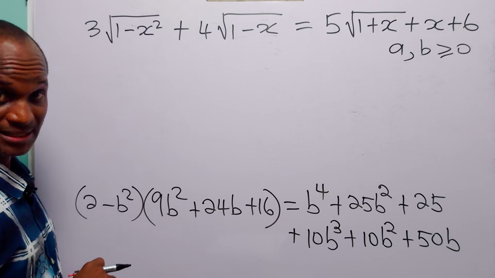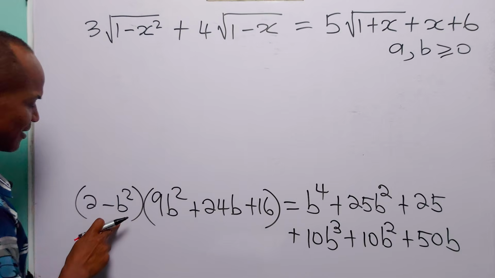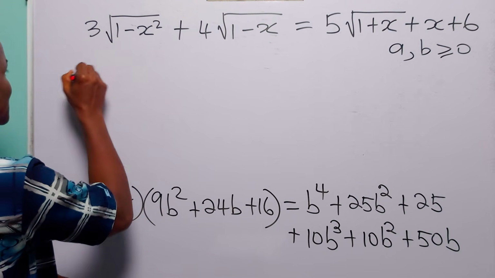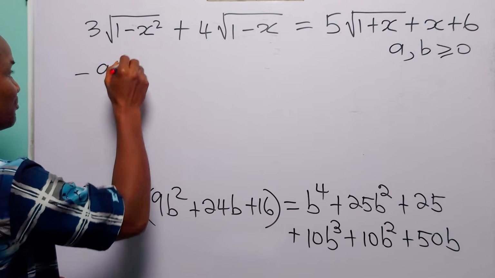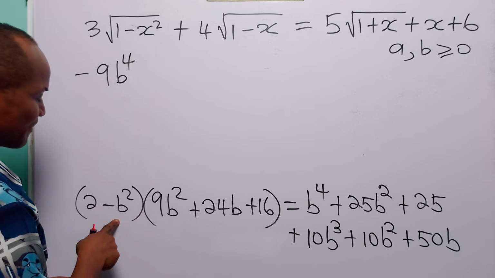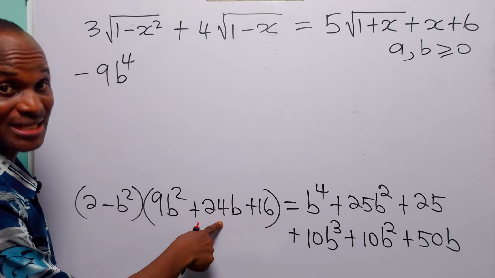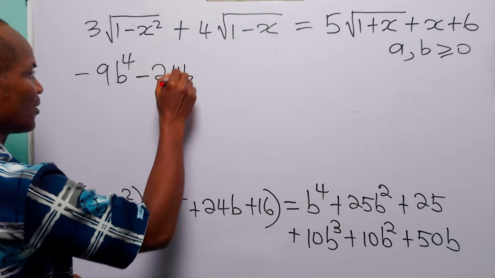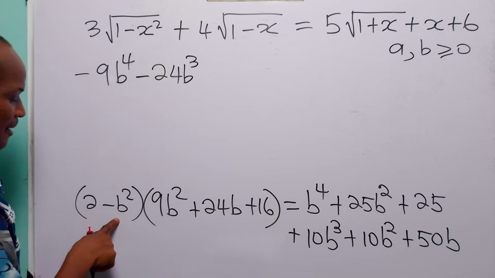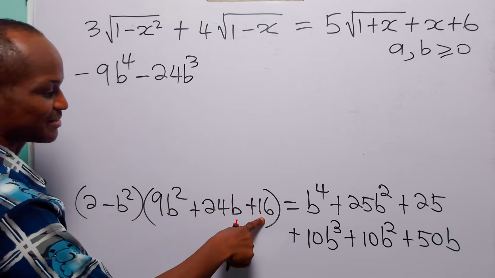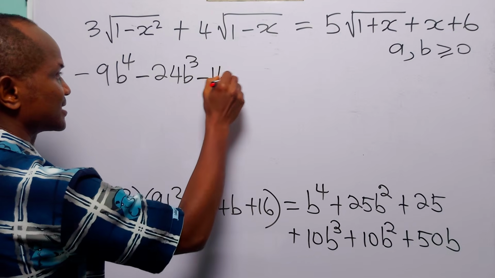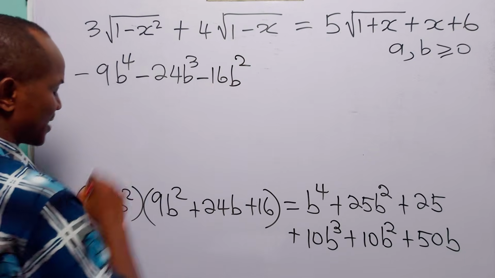Now let us expand the left-hand side. We have minus b squared times 9b squared. That is going to give us minus 9b to the power 4. Minus b squared times 24b. That is going to give us minus 24b to the power 3. Minus b squared times 16. That is going to give us minus 16b squared.